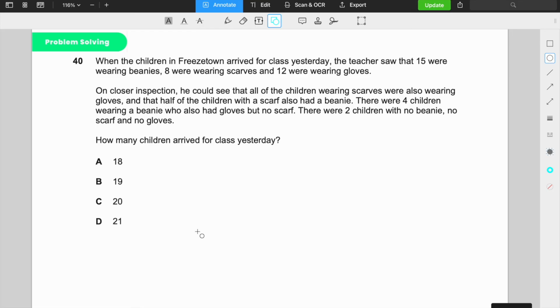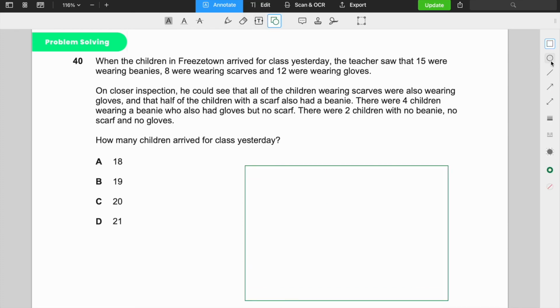For this one, you guys have probably read this already. So the way I would approach it is setting up a Venn diagram. We have three core categories: beanies, scarves, and gloves. So I'm going to set up a Venn diagram with three circles to represent the three different categories. I'm just going to label them. This one's beanies, this one's scarves, this one's gloves, and this outer region represents those who don't wear beanies, scarves, nor gloves.